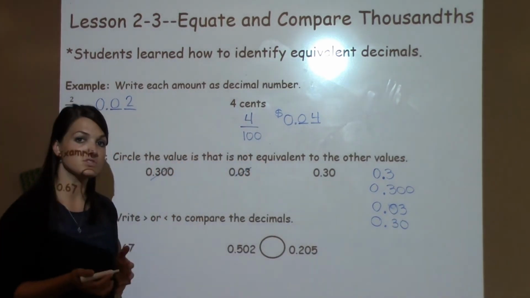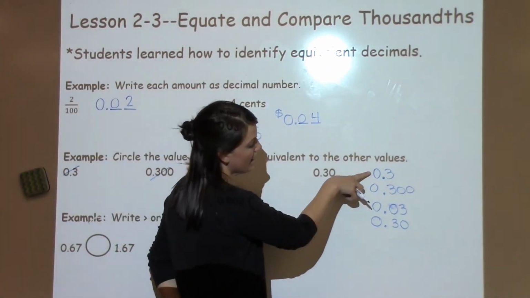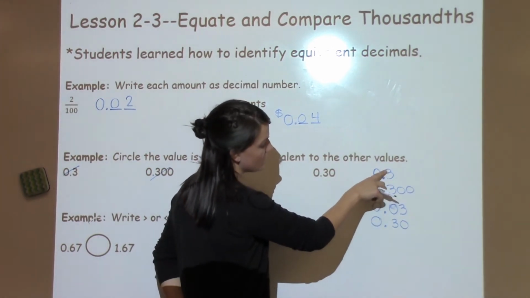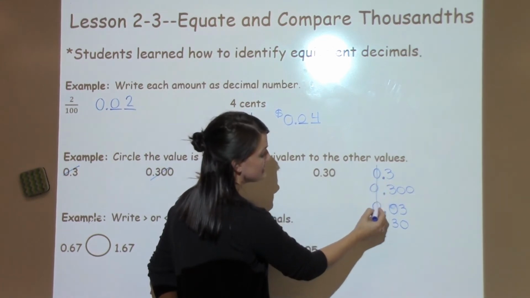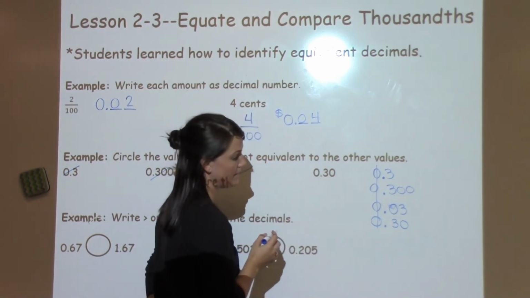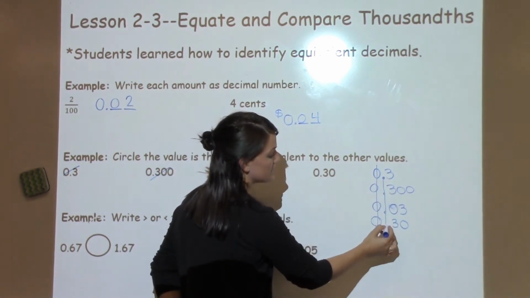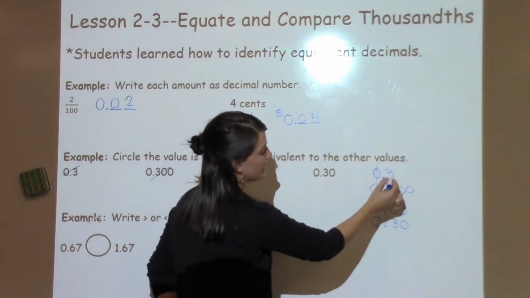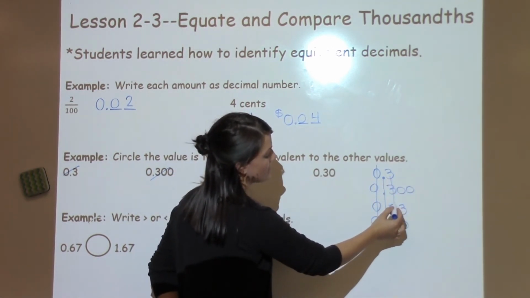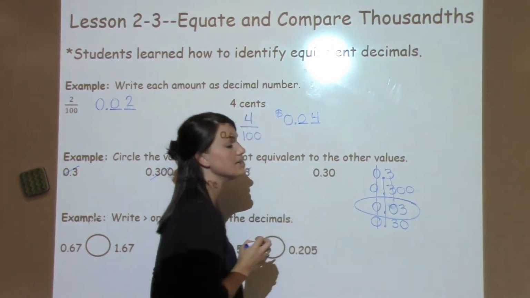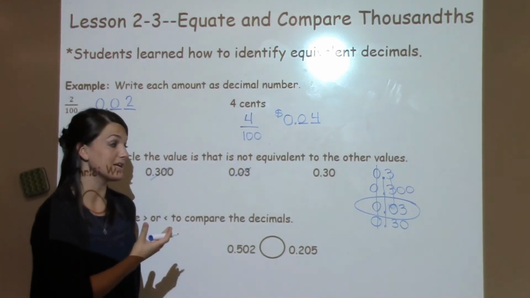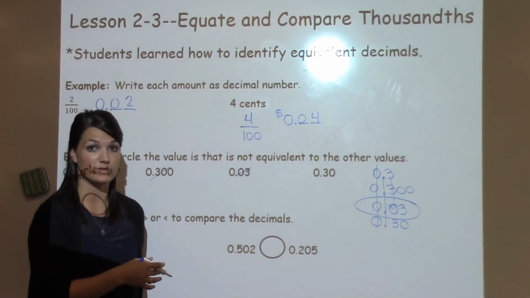Now, the strategy that we've shown students is that you look up to down to see which number is not equal to the others. So when I look down this line, I see all of the zeros are equal and in the same spot. My decimal points are all lined up. I look at the next column and I see I've got 3, 3, and then a 0. That tells me that this decimal is not equivalent to the other 3 decimals.